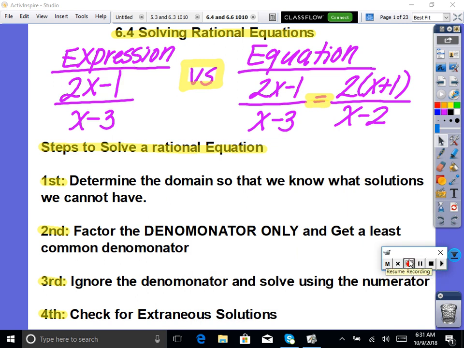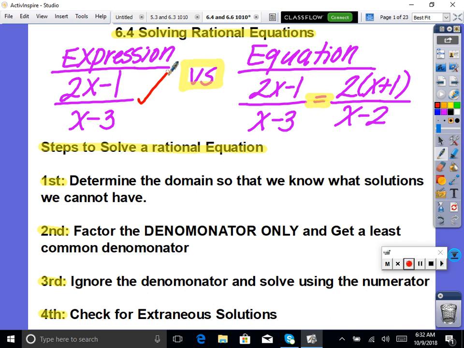Adding and subtracting. Once again, keeping the steps straight in your head is what's important. Just like with all the other ones, we can't confuse them. So we're going to be solving rational equations. An expression is just a statement, and right here is an example of an expression. We've been simplifying, adding and subtracting, multiplying and dividing expressions.